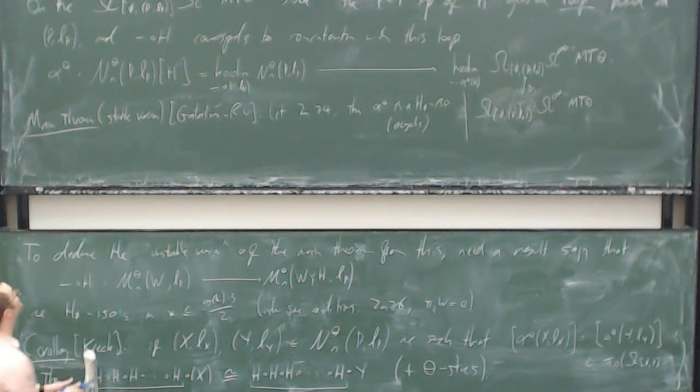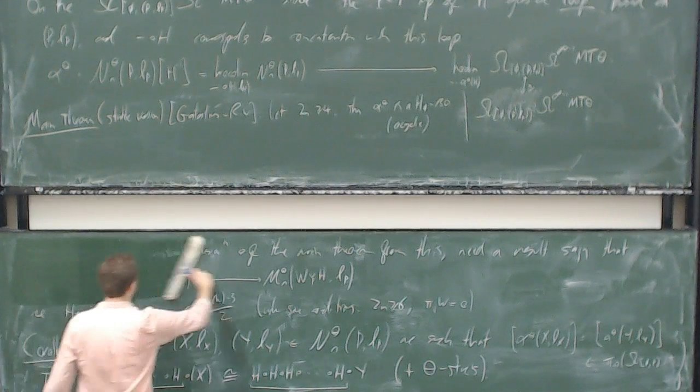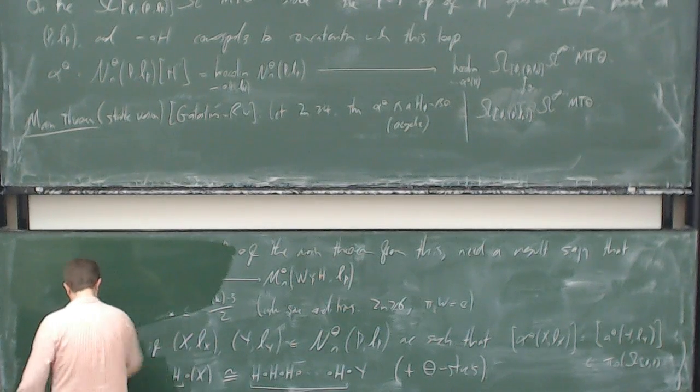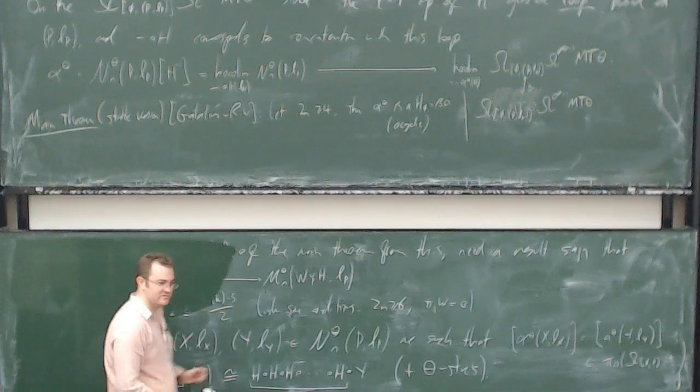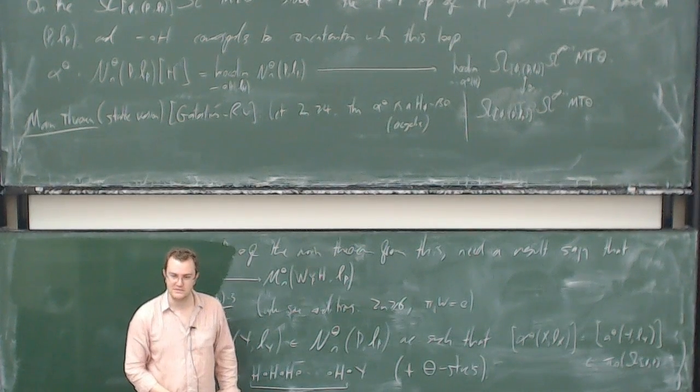So I'd like to explain how to use the main theorem, I guess from yesterday, the unstable version, to solve the problem that I said we were trying to solve, namely, you give me a manifold, and I try to tell you about the homology of the moduli space of that manifold.